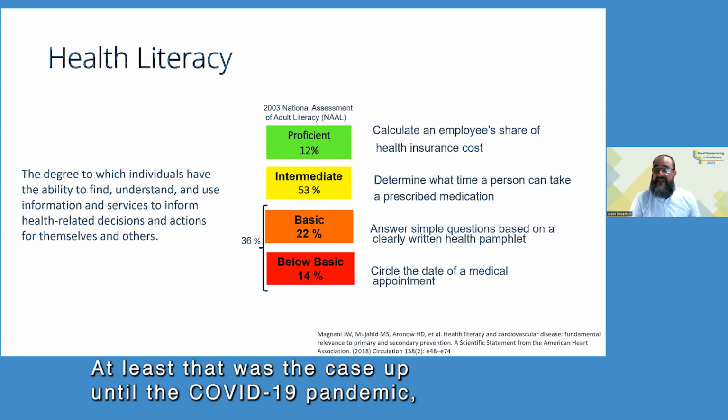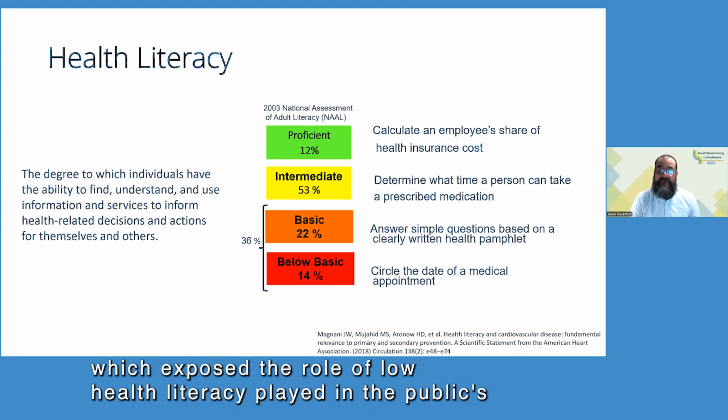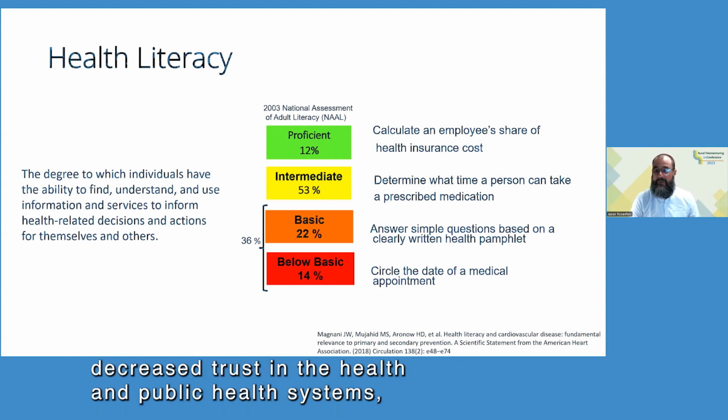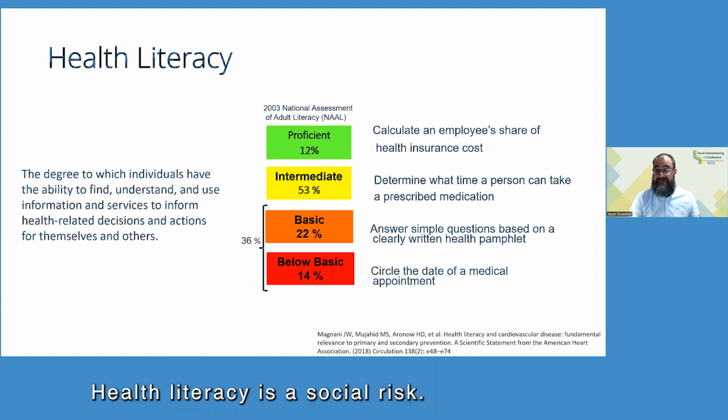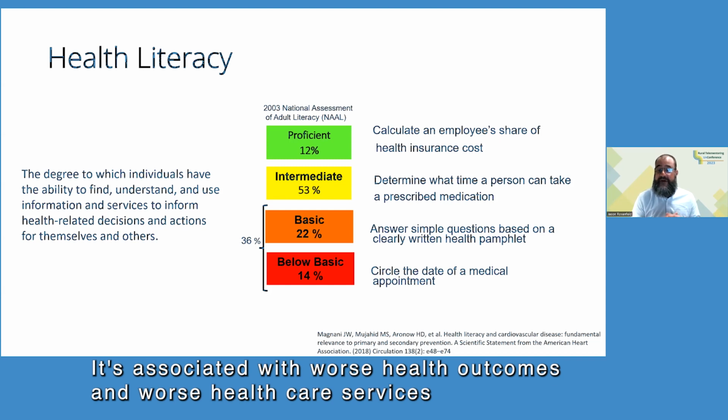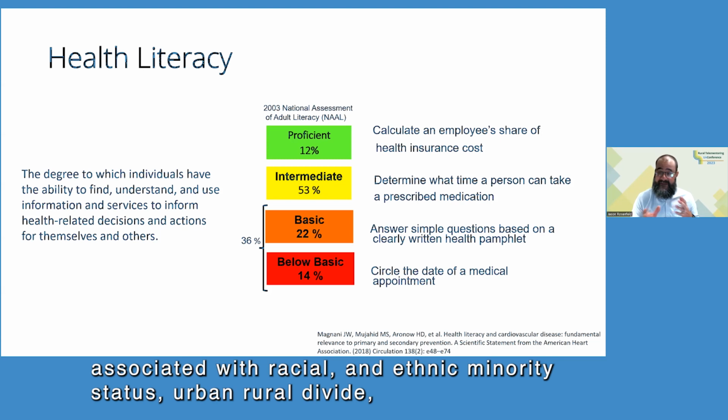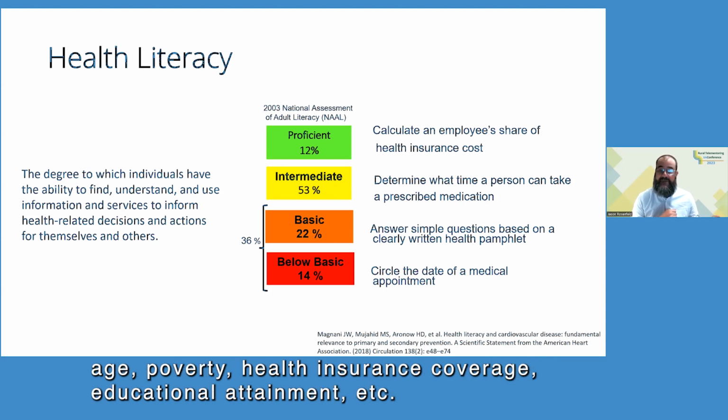At least that was the case up until the COVID-19 pandemic, which exposed the role low health literacy played in the public's decreased trust in the health and public health systems, as well as the rapid spread of mis- and disinformation. Health literacy is a social risk. It's associated with worse health outcomes and worse healthcare services, associated with racial and ethnic minority status, urban-rural divide, age, poverty, health insurance coverage, educational attainment, etc.